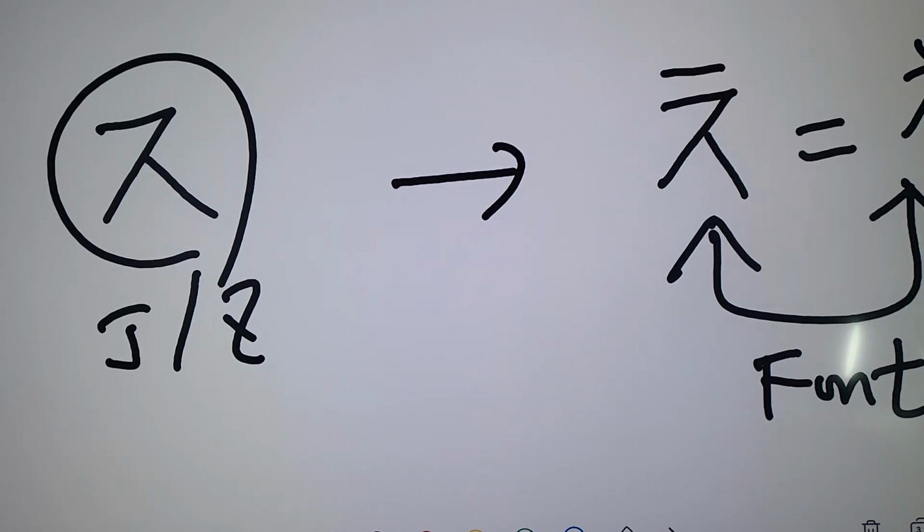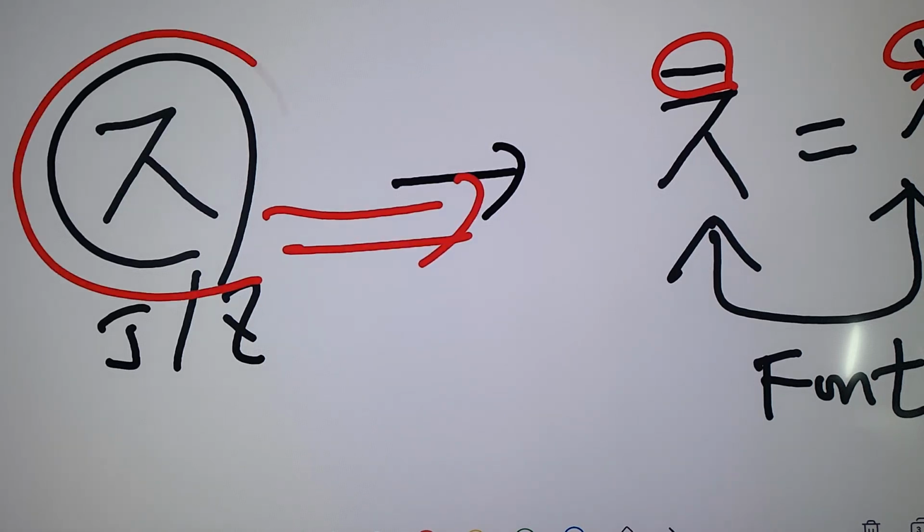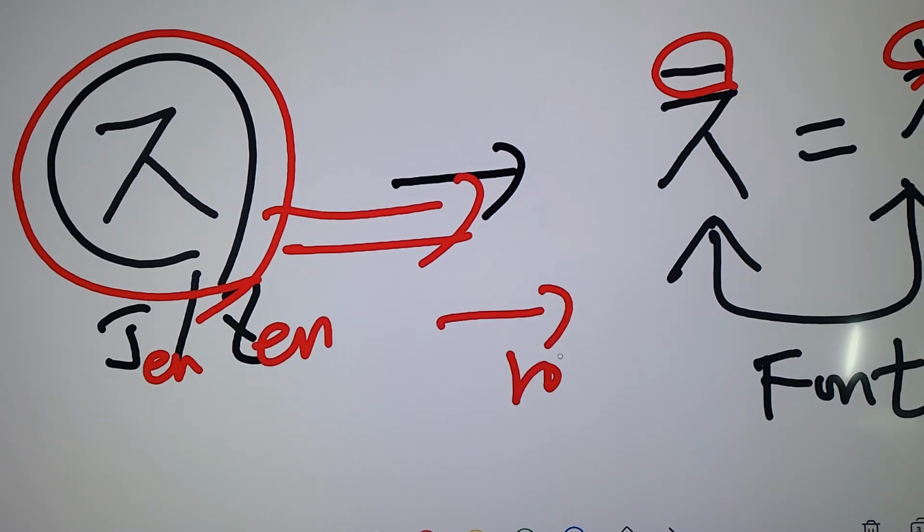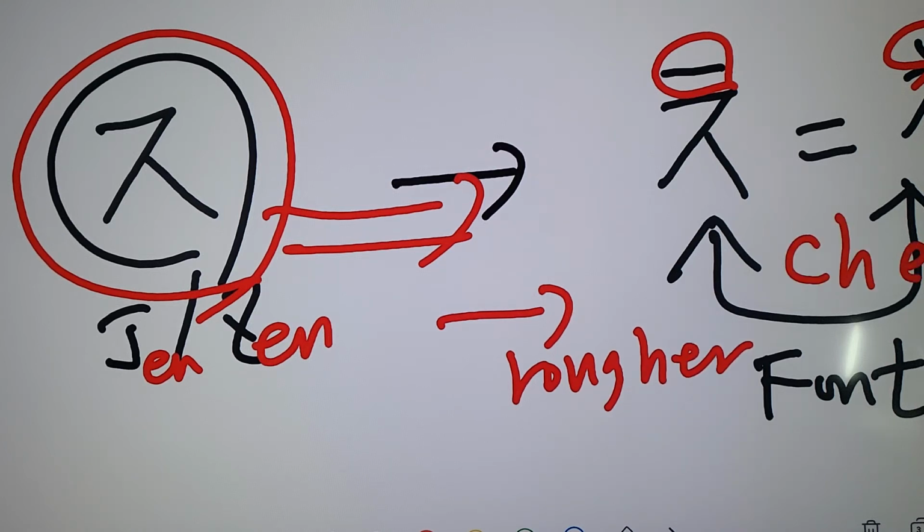When you add 1 stroke on top of this one, from J, when you add 1 more stroke, it sounds rougher, a rougher sound. It's going to be the CH sound, ch equivalent. Yeah, ch. When the sound is rougher than J, then it's going to be ch, isn't it? So CH equivalent, right? Very interesting concept, right?